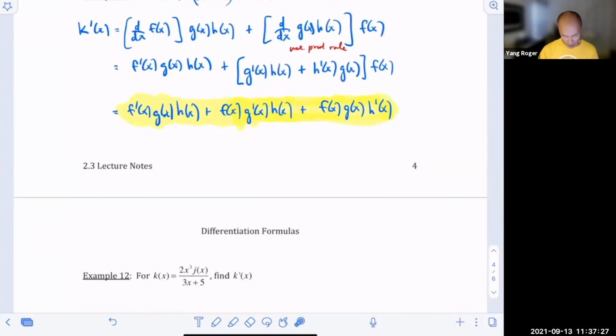Let's take a look at example 12. When you look at example 12, what's the fundamental rule we need to use? Is it constant multiple rule? Is it addition rule, subtraction rule, product rule, or quotient rule? What do you think for example 12?